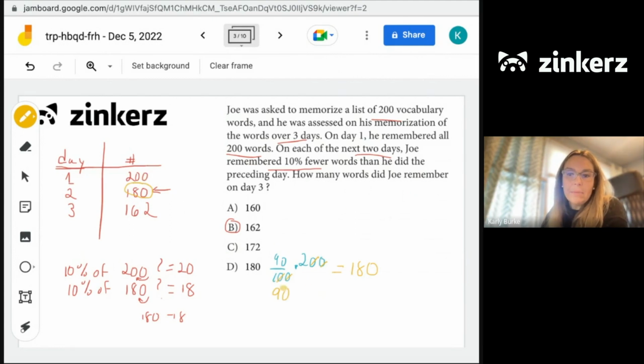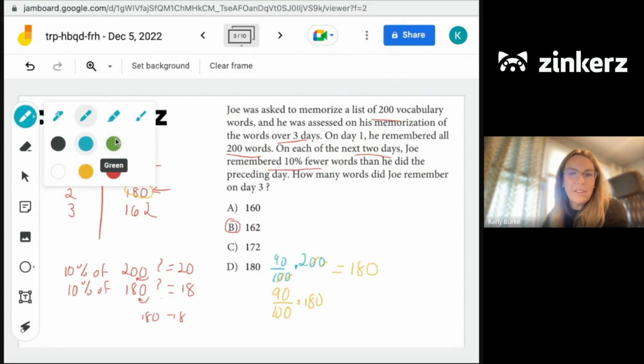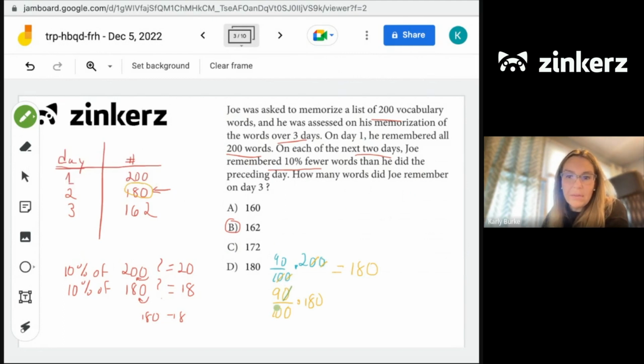Now we're going to do 90% of 180. Now with this cross canceling, make sure that you're canceling the right ones. You have 1 0 here and 1 0 here. So really you're just doing 9 times 18. There's no calculator here. So what I would recommend you do here is do 9 times 20, which is 180, and then subtract 9 times 2, which is 18, and you get 162 again.